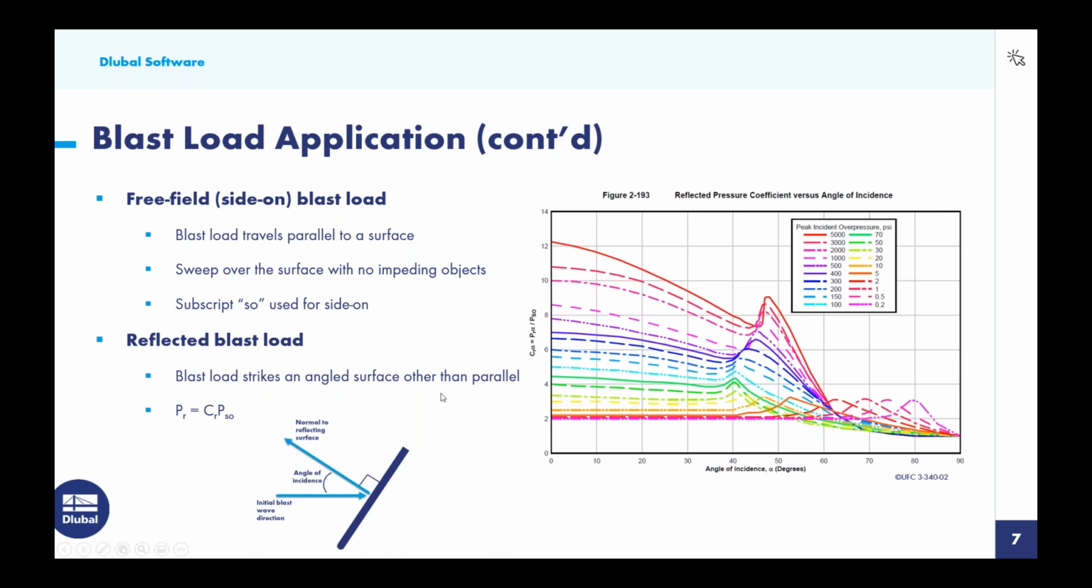So what exactly is the angle of incidence? Well, if we look at this small diagram over here on the lower left, we have our initial blast wave direction. It is going to reflect off of this surface normal, so a 90-degree angle here, which will produce an angle of incidence. And this is the value here that we want to locate within this figure to determine what that coefficient will be in order to increase those reflected pressure loads.